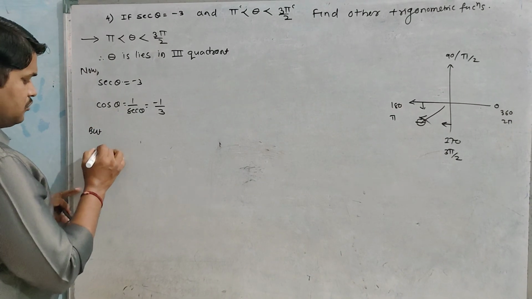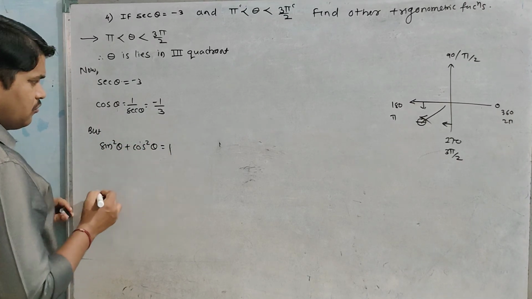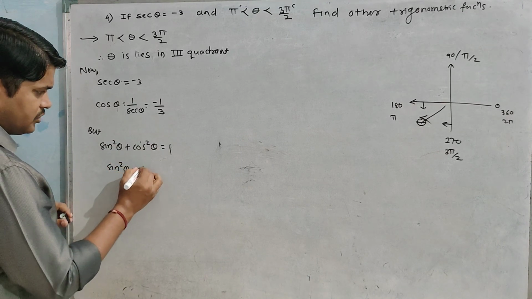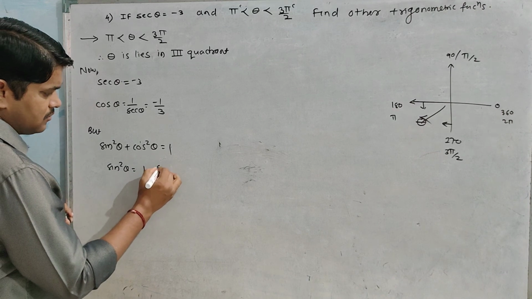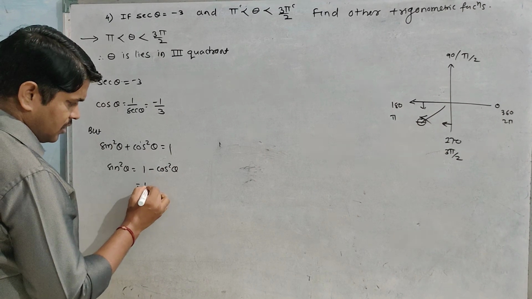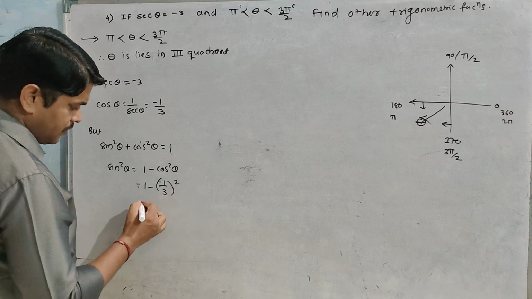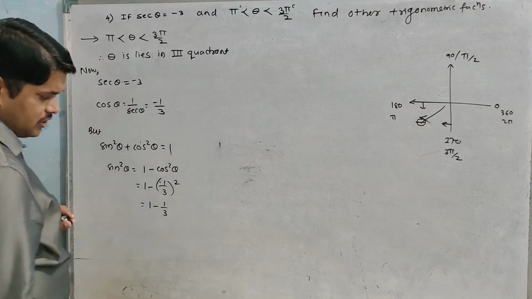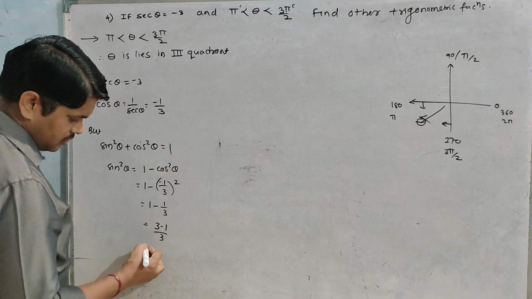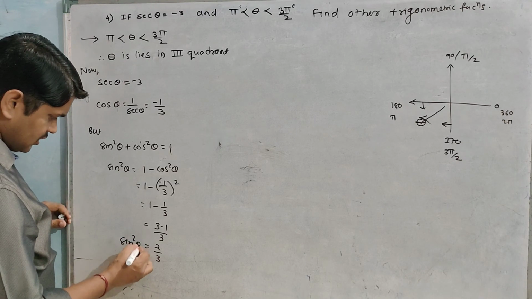So by using the identity sin square theta plus cos square theta equal to 1, cos square theta we already have. So sin square theta is equal to 1 minus cos square theta. Here cos theta is 1/3, so 1 minus 1/3 square. Taking cross multiplication, we get 3 minus 1 by 3, which is equal to 2/3. This is our sin square theta.